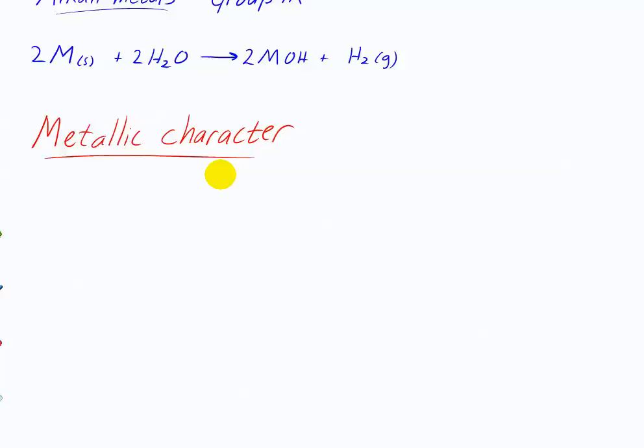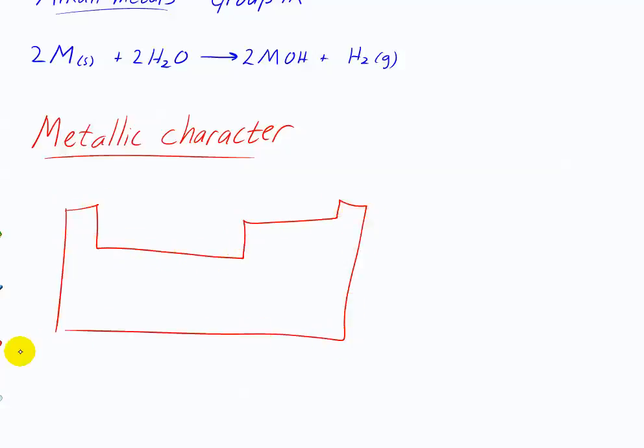Well, generally, let's make our periodic table here. Metallic character decreases. Which way would you say? To the right or to the left? Decreases to the right, because all that stuff over there is the stuff that's not metals, right?